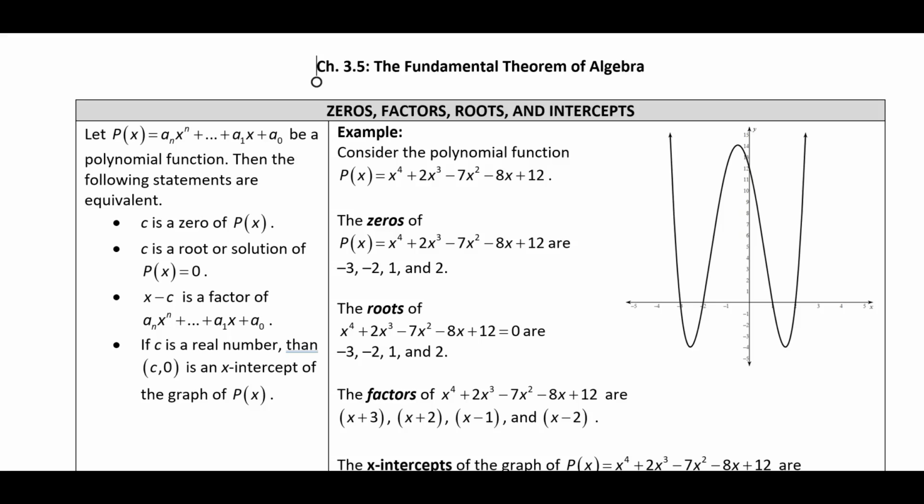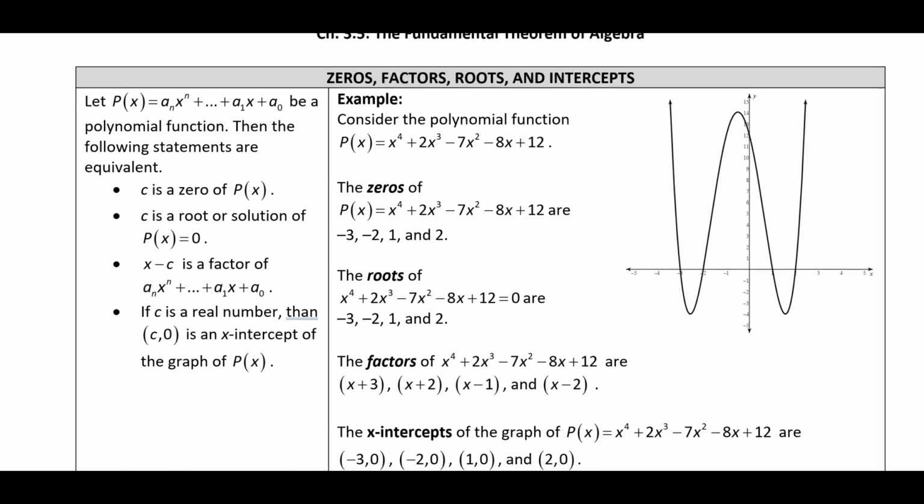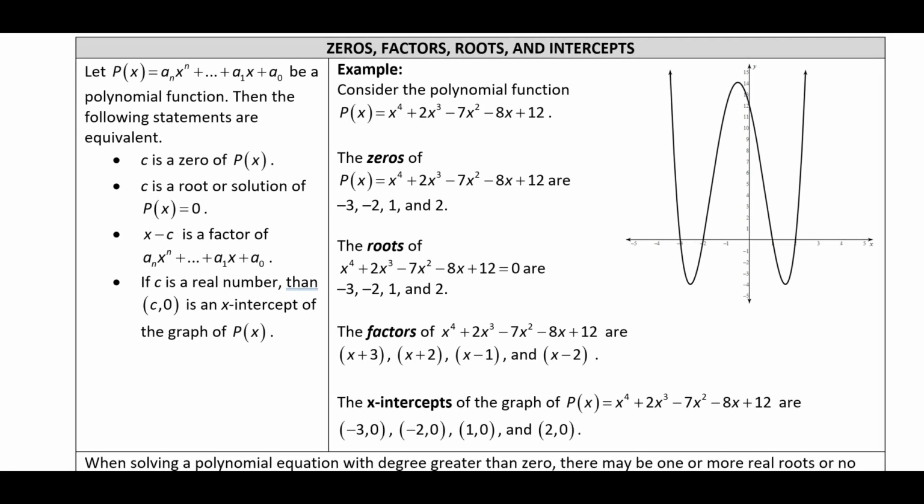This lesson is on the fundamental theorem of algebra. So before we get into that, we're going to look at the connection between zeros, factors, roots, and intercepts. Everything I'm going to say in my example is over in this leftmost box, but I think it makes more sense if we look at a real example. This particular polynomial, this quartic, is graphed over here on the right.